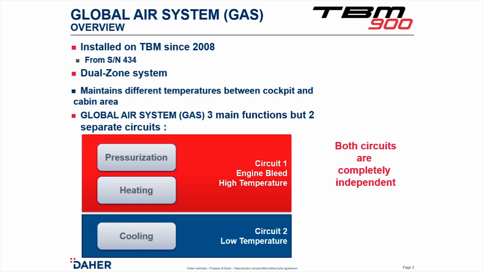So the global air system, or GAS, is installed on the aircraft since 2008 from serial number 434 onwards. This is referred to as a dual zone system. This means that there's different temperature controls between the cockpit and the cabin area. The global air system is composed of two separate circuits. One is heating, which in turn deals with pressurization and heating, and circuit 2, which is the cooling circuit. Both circuits are independent of one another, as we will see in the next slide.